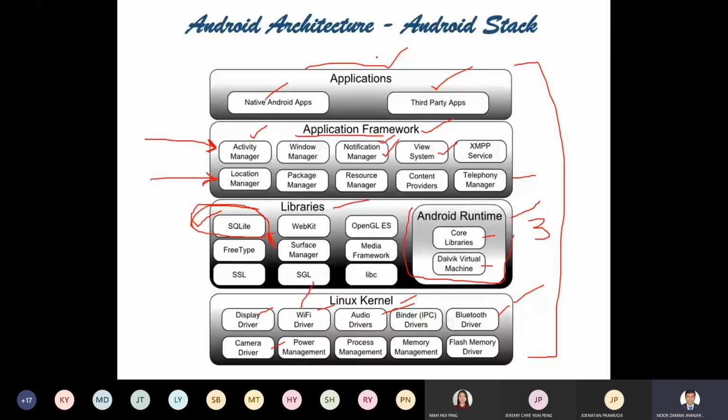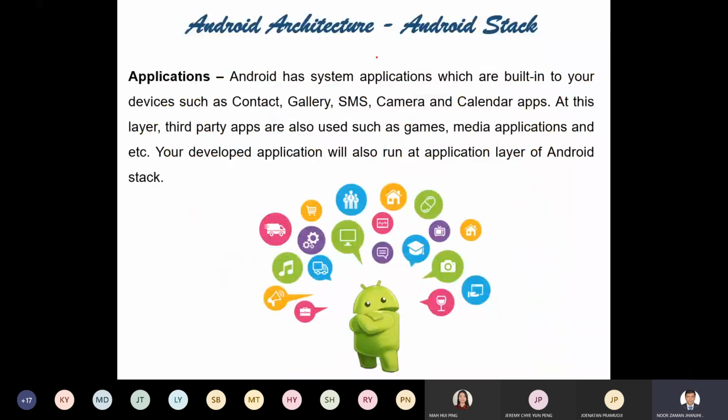So these are the applications at the first layer. Third-party applications are also used, such as games, media applications, your WhatsApp, whatever applications we are installing. You can also develop your own applications, and those will go to the same level and run at the application layer of the Android system.